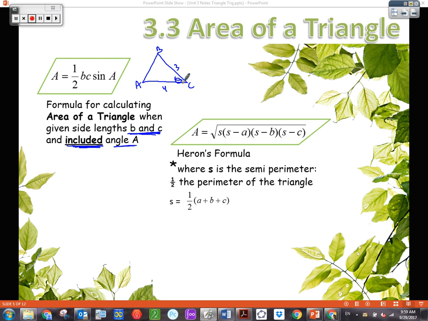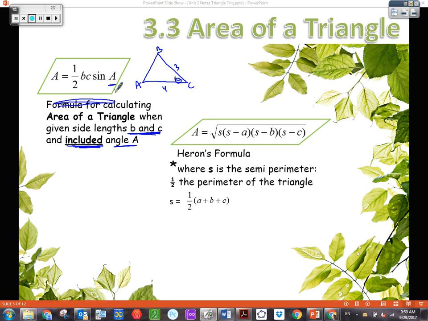If you don't, you would have to take steps to get that configuration, or you're not going to be able to use this particular formula. So that's the key with this one: it has to be the included angle in the formula right there. Okay, so that's the first area formula we're looking at.